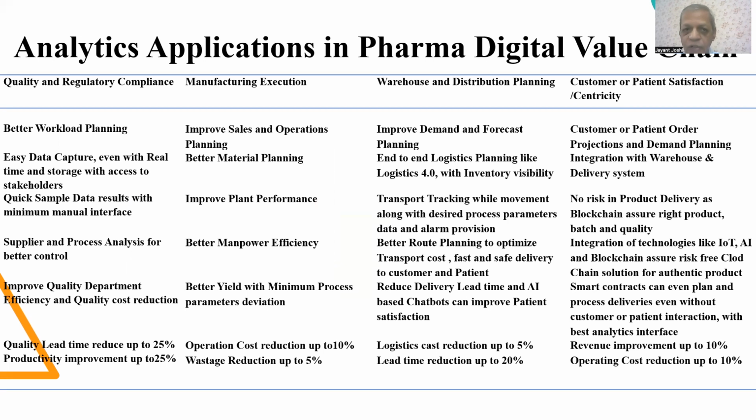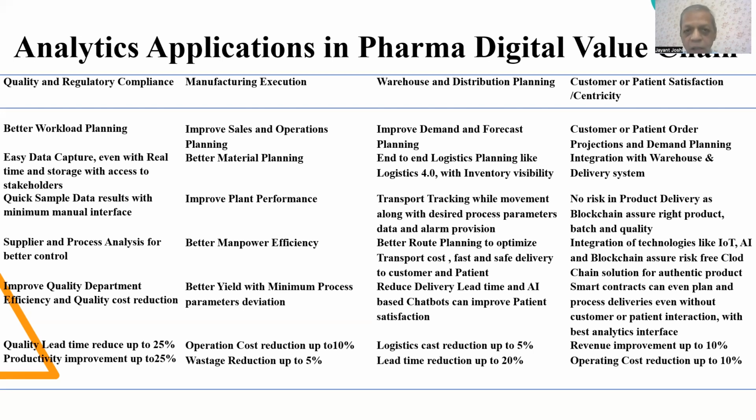In the entire pharma digital value chain, I divided it into 4 different areas. The first is quality regulatory compliance, the second is manufacturing execution, the third is the warehouse, and the last one is patient customer centricity or patient satisfaction. I'm starting from the top and going to the bottom, showing how it progresses and how the present systems are moving towards integration, towards seamless data sharing, and how it will finally lead to digitization and then using analytics to improve the operations.